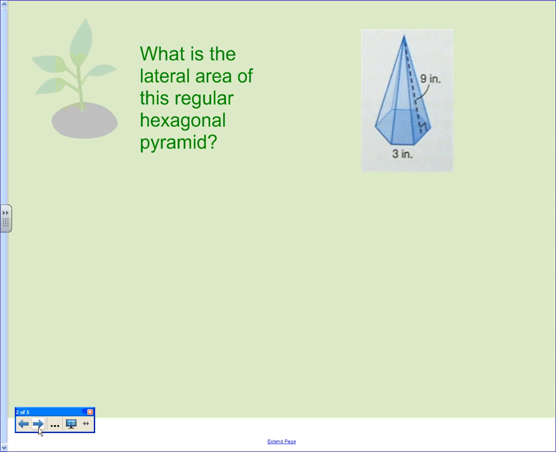So we want to find the lateral area of the regular hexagonal pyramid. Why do you think it's called a hexagonal pyramid? The base is a hexagon, yeah.